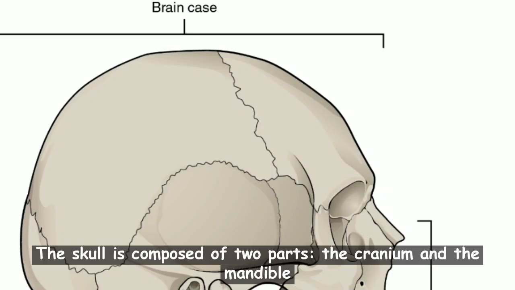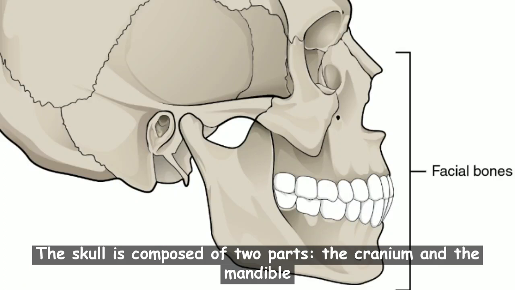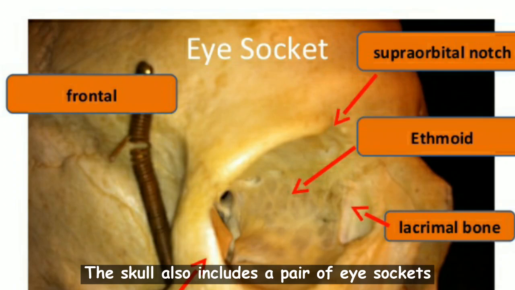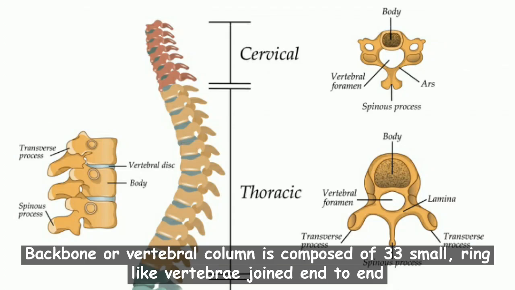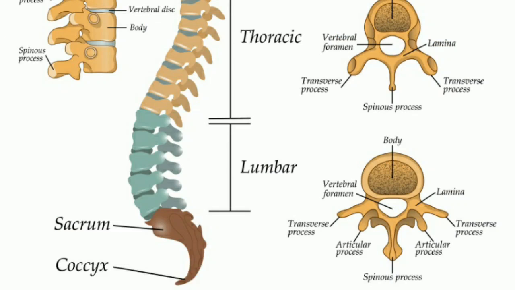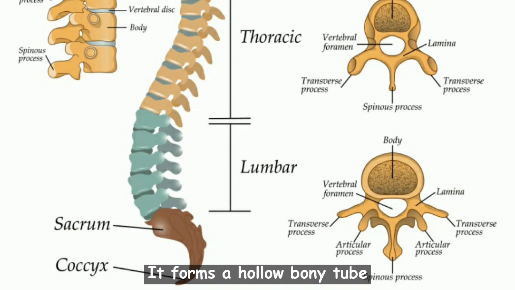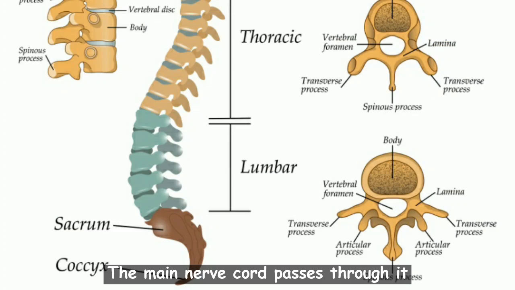The skull is composed of two parts, the cranium and the mandible. The skull also includes a pair of eye sockets. These form a safe pocket for eyes. The backbone. Backbone or vertebral column is composed of 33 small ring-like vertebrae joined end to end. It forms a hollow bony tube. The main nerve cord passes through it.